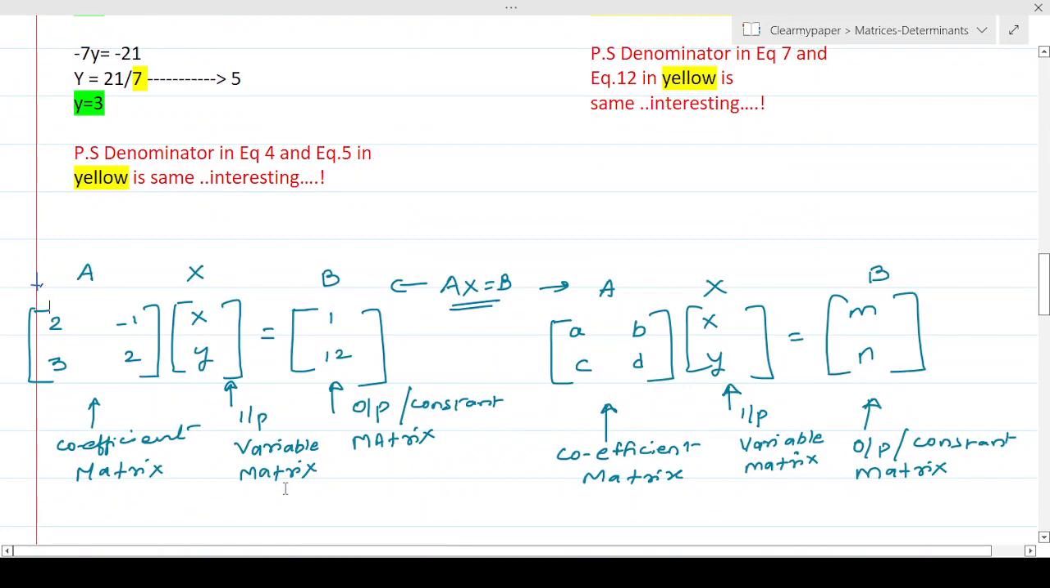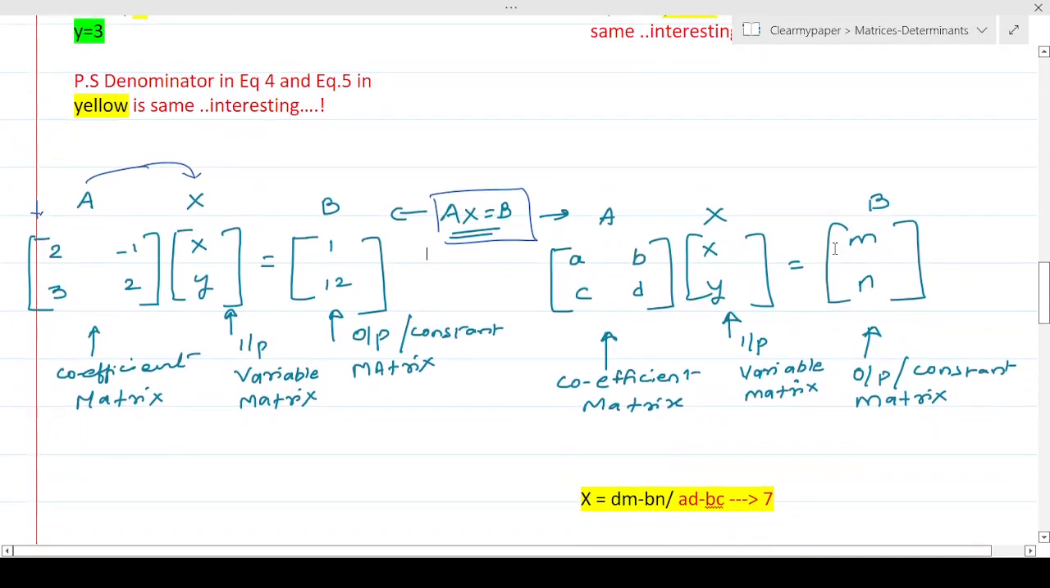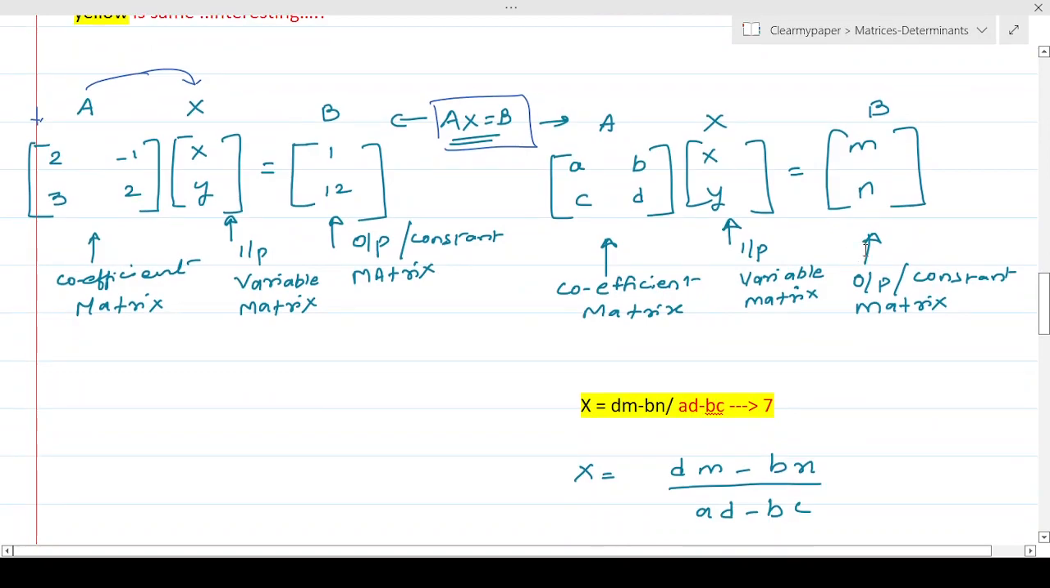The xy will be called the input matrix or a variable matrix, because the values of x and y vary, and that's the input. Matrix A is going to transform the x, and B is the output constant matrix which we are getting. Same way over here, and in short form we can write it as A multiplied by X is equal to B, like this into this is equal to this. Okay, that's how we are writing it.